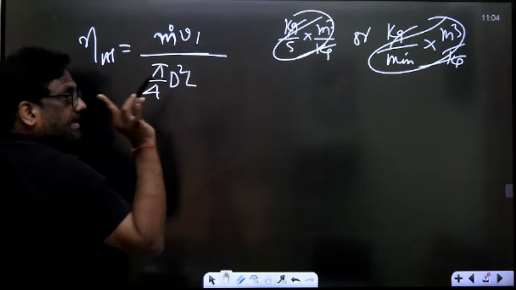L is the stroke length, D is the diameter. Pi by 4 has no unit. D square is meter square, L is meter, so this is meter cube. Are the units matching? No. That's why we have this N. N is the shaft rotation in RPM, the shaft of the motor that we couple to the compressor.